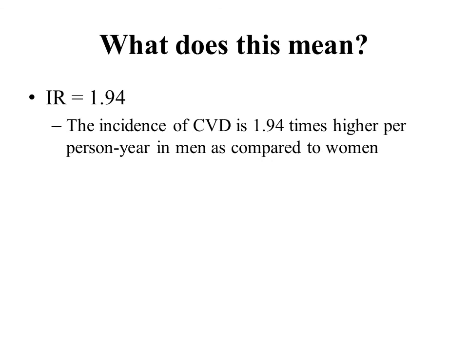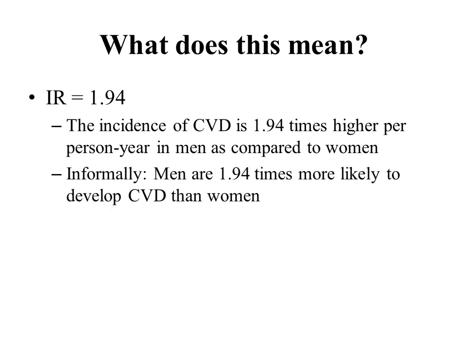Okay, so what does that rate ratio of 1.94 mean? Well, the incidence of cardiovascular disease is 1.94 times higher per person-year in men as compared to women. All right, so what does that mean in less formal terms? Informally, men are 1.94 times more likely to develop cardiovascular disease than women. Remember, incidence has to do with the likelihood of getting the disease in the future, as opposed to prevalence, which deals with having the disease at a point in time.